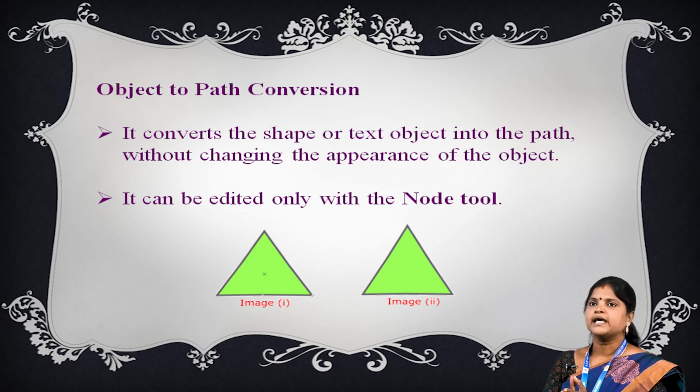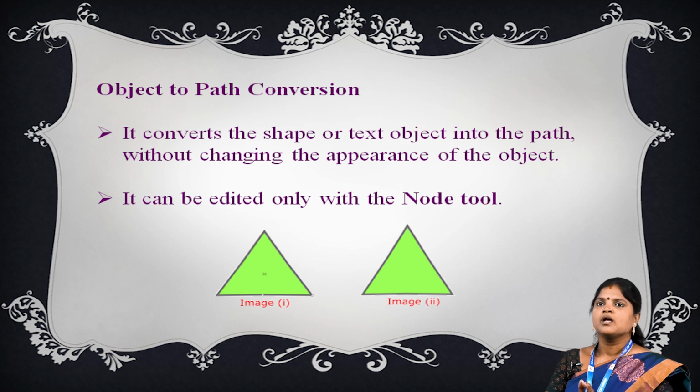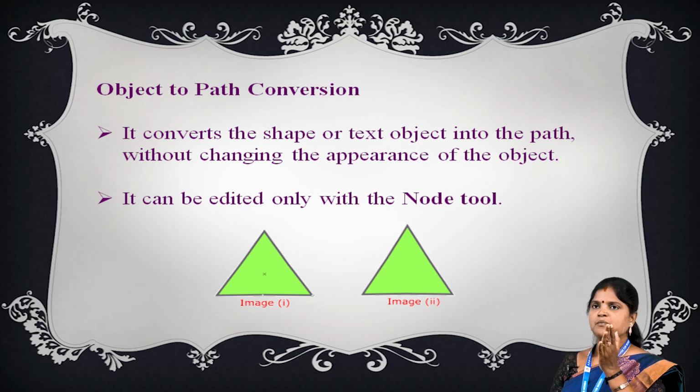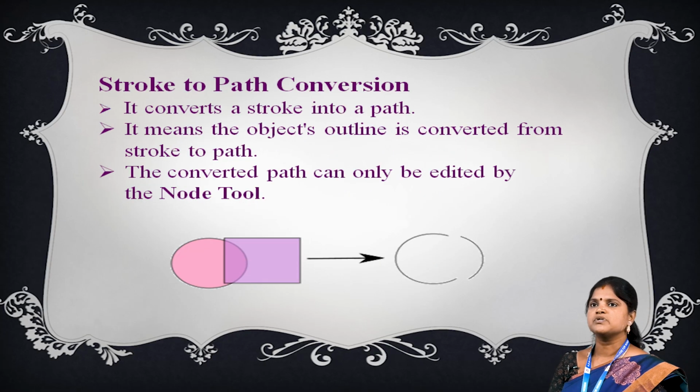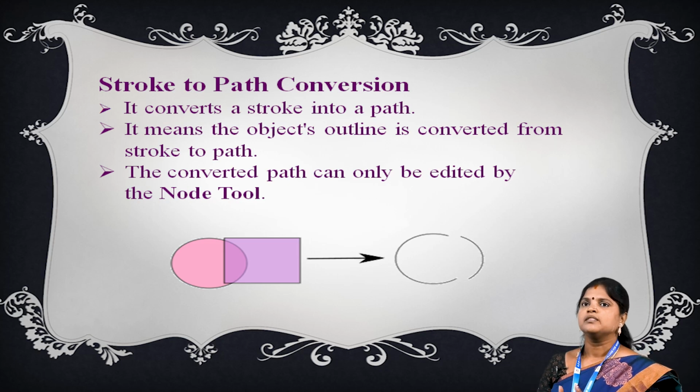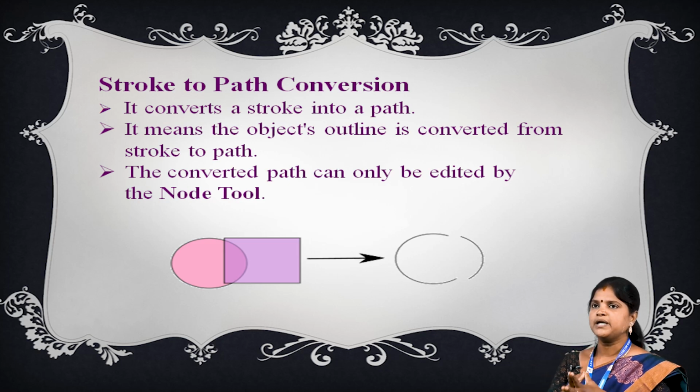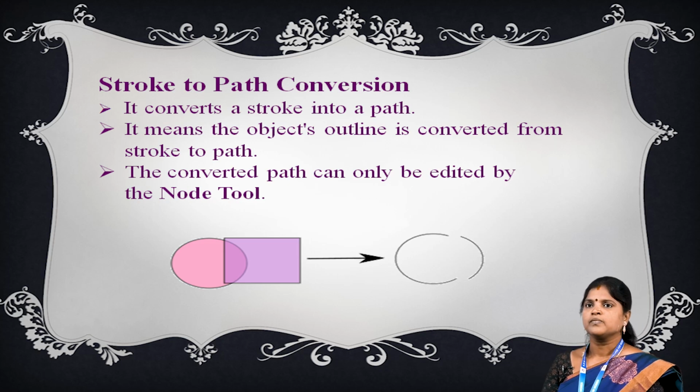This is a diagram of the object. The above image shows the object to path conversion. Image 1 is an object, whereas image 2 is of the path. Second one, stroke to path conversion. It converts a stroke into a path. It means the object outline is converted from stroke to path. The converted path can only be edited by the node tool.